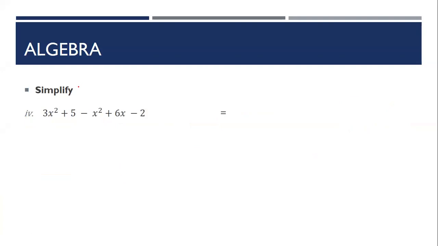Okay, so here our example 4, 3x square plus 5 minus x square plus 6x minus 2. So find the answer. Simplify this and you need the answer.